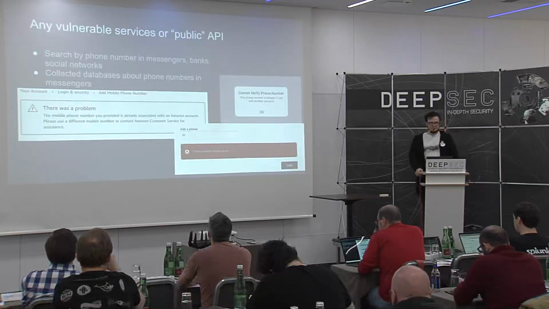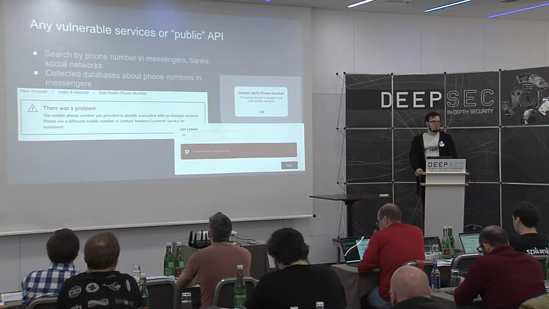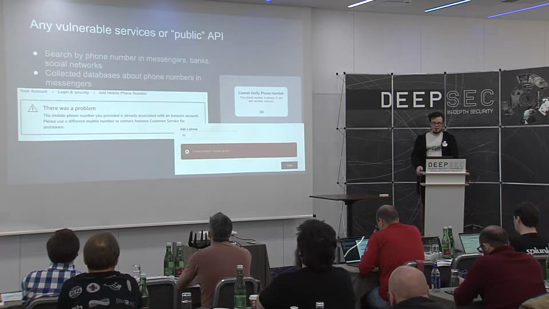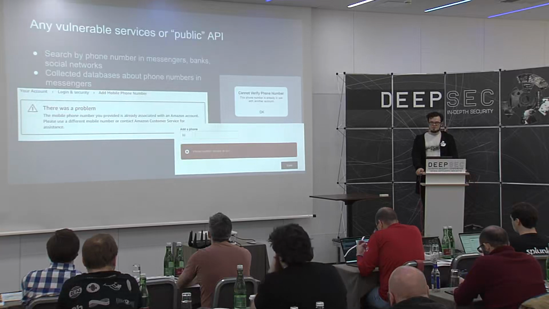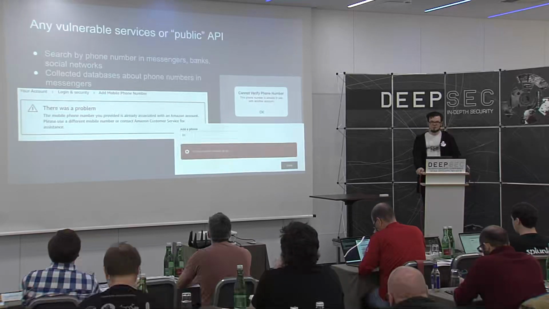Also, we can try to use any vulnerabilities in the public API. The main idea is that if we have a messenger, a bank account, or maybe a Google account, we can check whether this number is used in the service or not. And if we can see that this number is used in the bank service, mostly it means that it will not be a GSM alarm, so we can remove this number from the list.